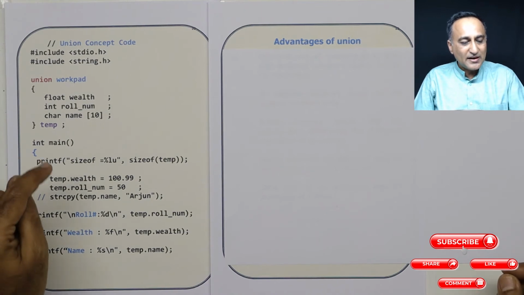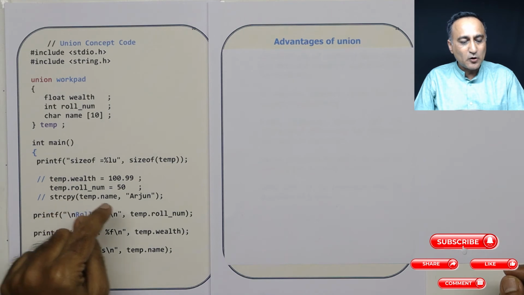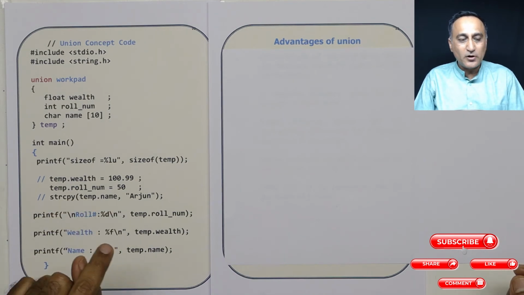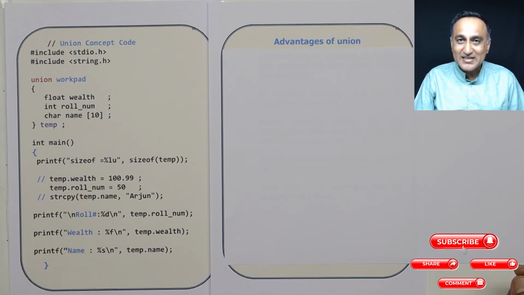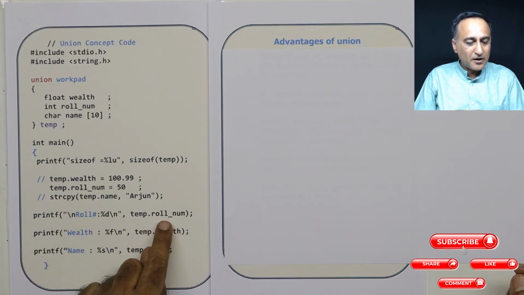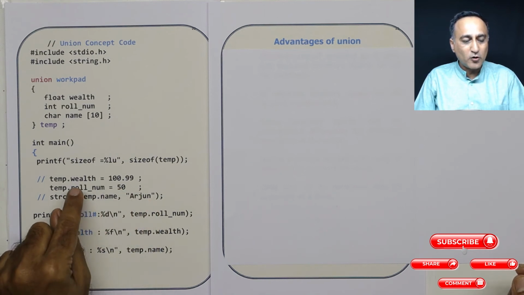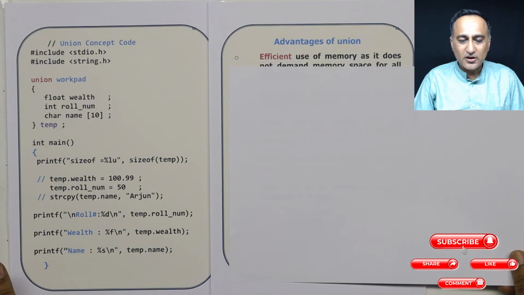So if you are using temp.roll number, do not use temp.wealth and temp.name at the same time, because roll number will have meaningful data but the name and wealth will give you garbage because they are referring to the same memory location. So now when I print roll number, it will print 50, but wealth and name will print as garbage because I am allowed to use only one variable at a time meaningfully. Now let us look at the advantages of the union.